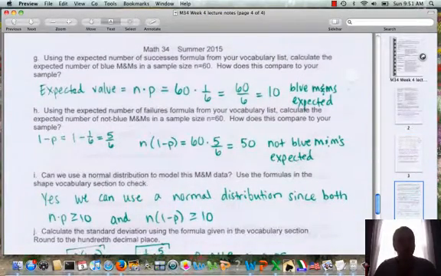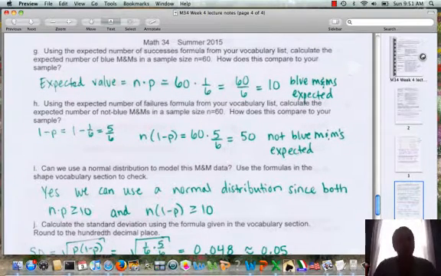Question G asks you to use the expected number of successes formula. That is saying the expected number of successes, in this case a success is a blue M&M, is the number of M&Ms times the proportion that we expect to be blue. In this case, we're working from the population proportion. So 60 times 1 out of 6, that's 60 out of 6, or 10. So if you had 60 M&Ms total, you'd expect there to be 10 blue M&Ms according to the population proportion.